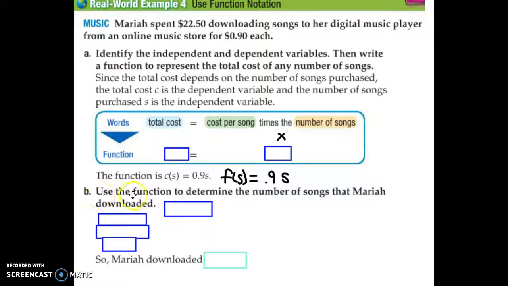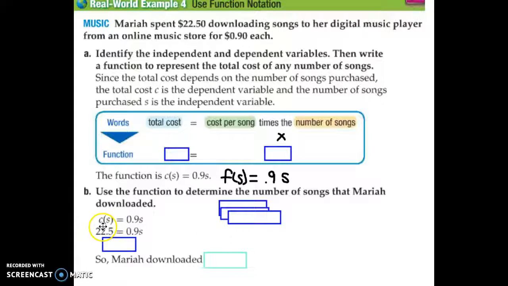And then part B, they want you to find how many songs did Mariah download if she spent $22.50. Well, that means the total cost was $22.50. So I'm going to plug in $22.50 in for the cost. It's going to cost 90 cents per song. How would you solve this equation? That's right! You would divide both sides by 0.9, and you get S equals 25. She bought 25 songs if she spent $22.50.